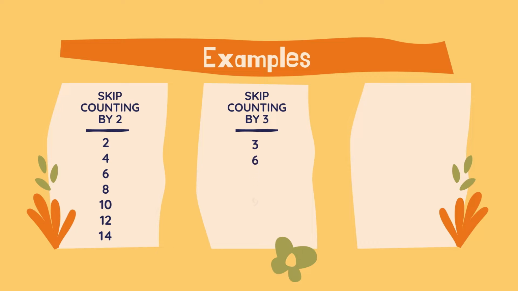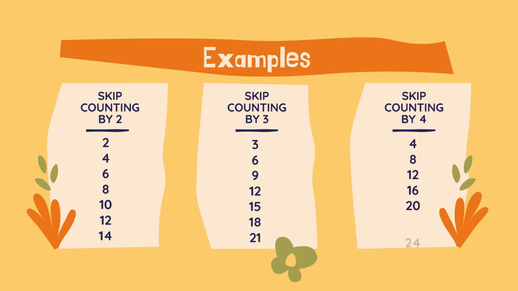Next, skip counting by 3. 3, 6, 9, 12, 15, 18, 21. Can you proceed up to 30? Next, skip counting by 4. 4, 8, 12, 16, 20, 24, 28. Can you do it up to 40? I know you can do it!